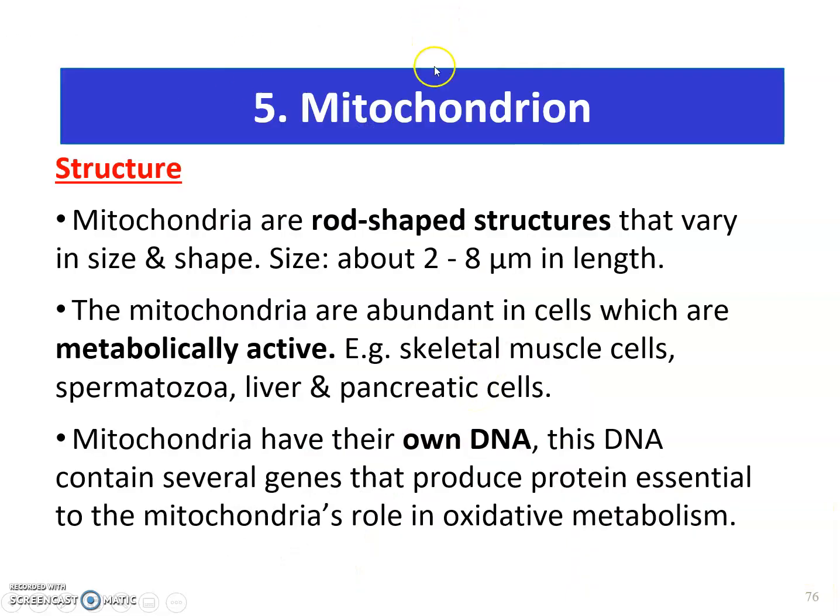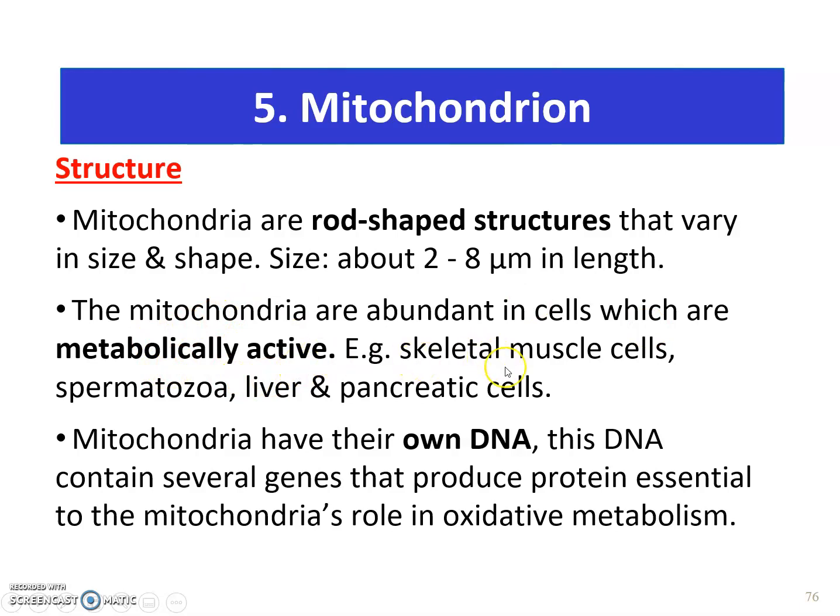For the first organelle, mitochondria or mitochondrion, it is a rod-shaped structure that varies in size and shape. The size is about 2 to 8 micrometers in length. Mitochondria usually have their own DNA. This DNA contains several genes that produce some proteins for the mitochondria to undergo cellular respiration. So mitochondria can usually be found in cells which are metabolically active.